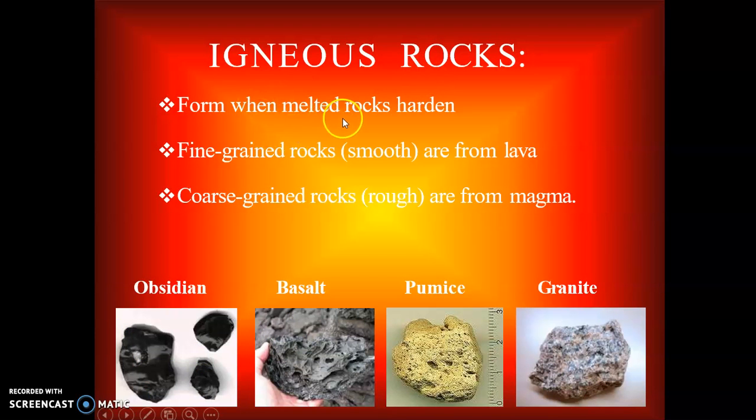Igneous rocks are formed when melted rocks are hardened. Fine-grained rocks, which are smooth, are from the lava, whereas the coarse-grained rocks, which are rough, are from the magma. These are examples of igneous rocks: obsidian and basalt, with pumice and granite.